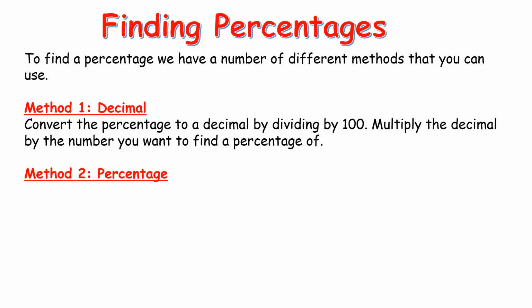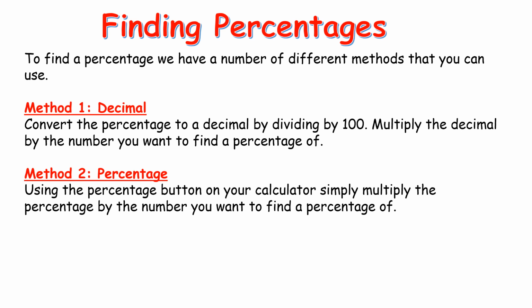The second method is the percentage method. This is the one that I prefer, and the reason I prefer this is you don't have to do any kind of converting. It is a bit of a pain to write the percentage button on your calculator. However, if the percentage has a decimal point in it, you're less likely to make an error. So we're going to use the percentage button on your calculator and simply multiply the number with the percentage sign by the number you want to get the percentage of.